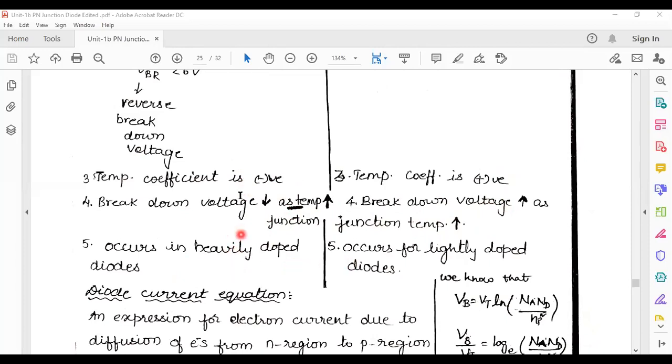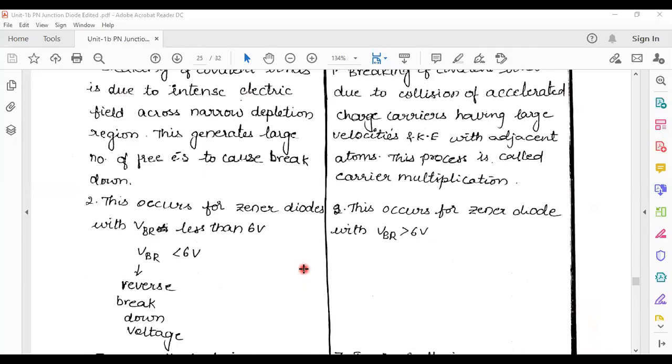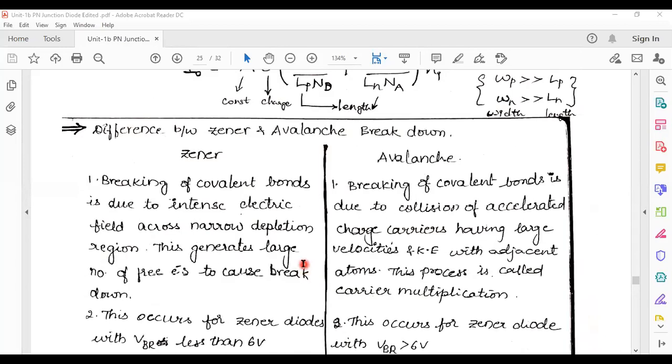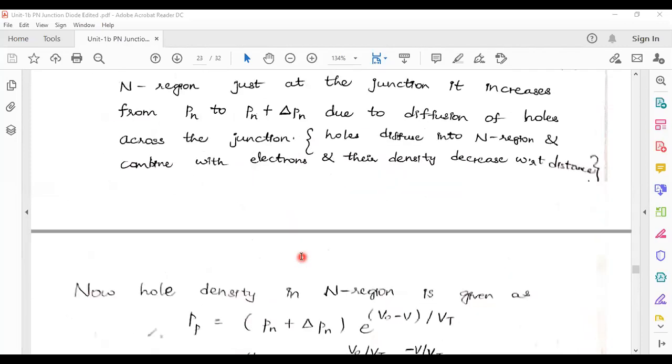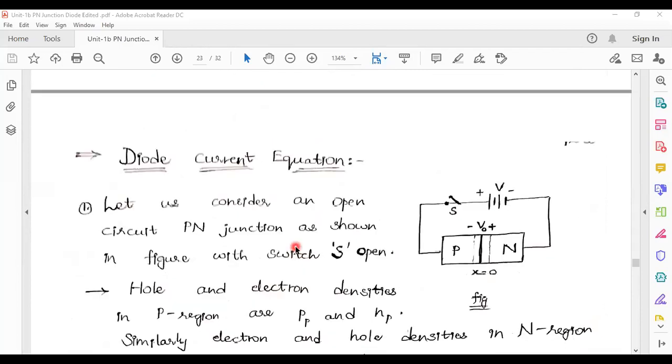This Zener breakdown occurs in heavily doped diodes, whereas avalanche breakdown occurs in lightly doped diodes. Avalanche breakdown may occur in lightly doped diodes. Zener breakdown may occur in heavily doped diodes. These are the different points regarding the PN junction diode and its parameters derived from the VI characteristics.